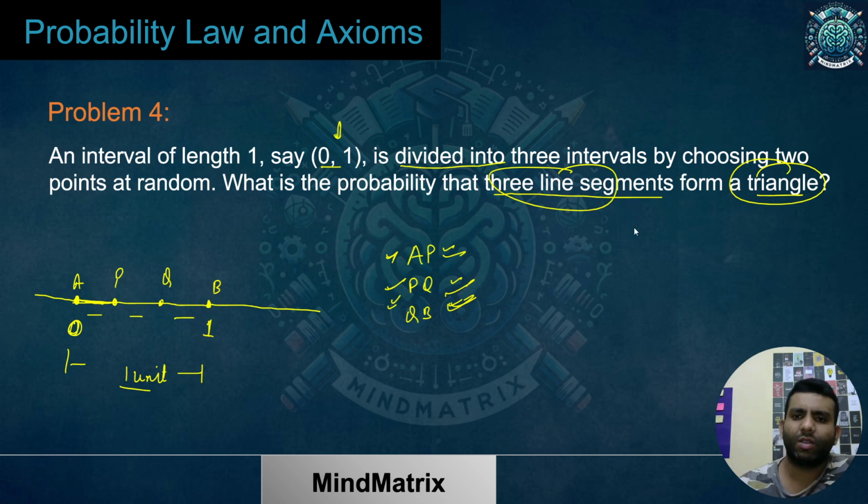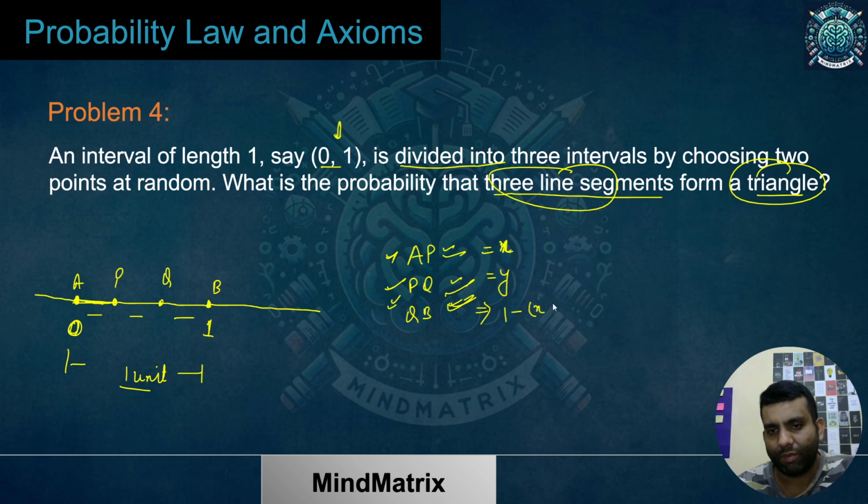So just tell me about this. Let's suppose AP is equal to X, and PQ is equal to Y. What is QB? Just think about this, that is very simple. If this AP length is X, this is Y, and I know this complete length is 1, then X plus Y is AQ, and BQ becomes 1 minus the length AQ, which is X plus Y. So QB is nothing but 1 minus (X plus Y), which is 1 minus X minus Y.